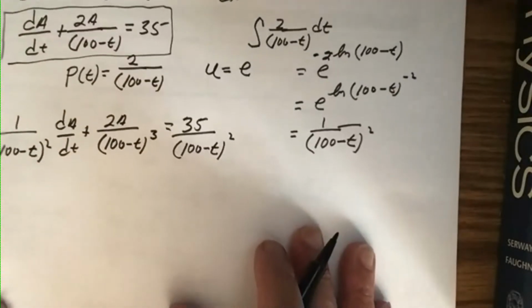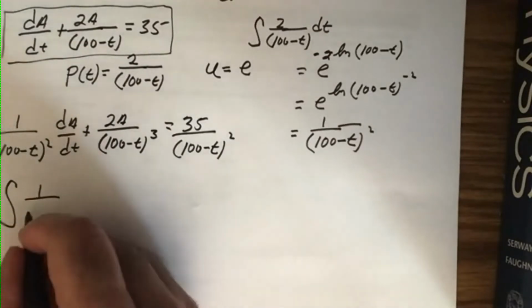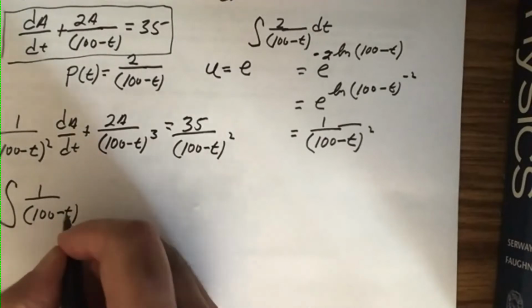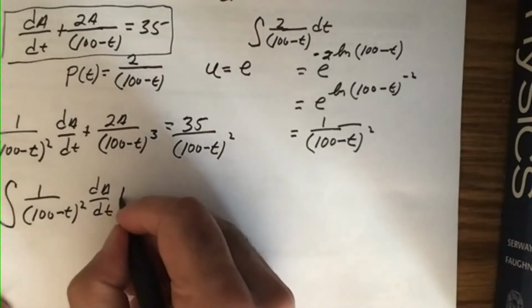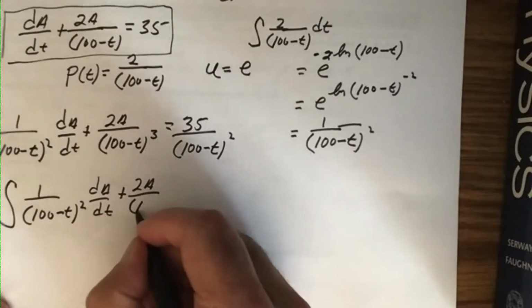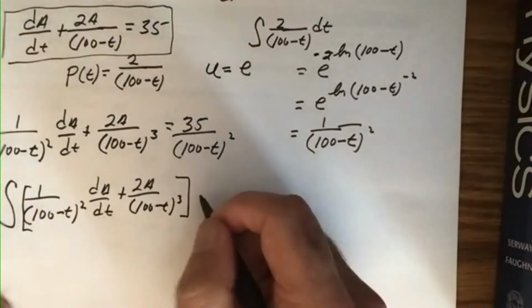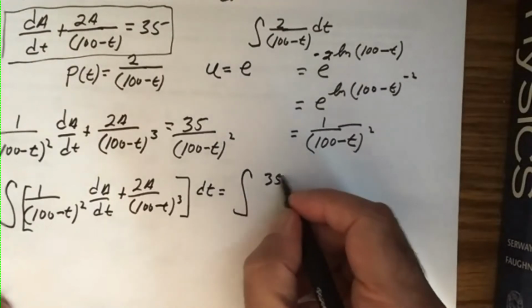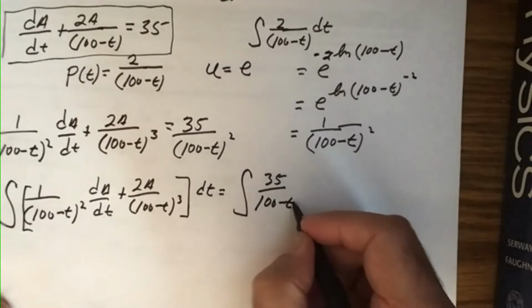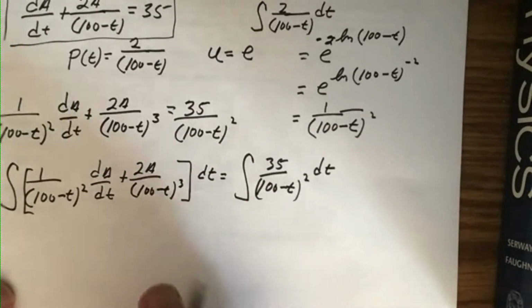Let me know if I go too fast. Integrate this. I'm just copying it over here. This is dt. And then I integrate this side. Okay, so far so good. Now, if we did everything right, what is this integral?